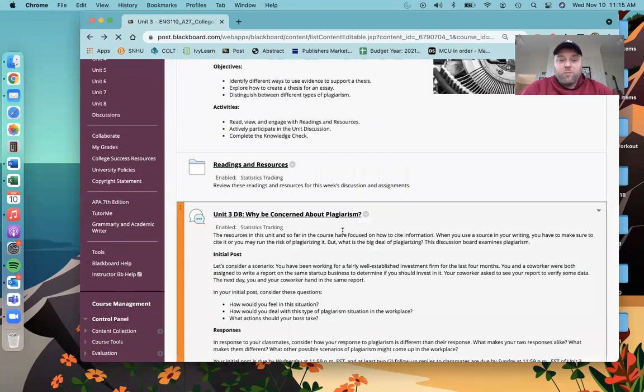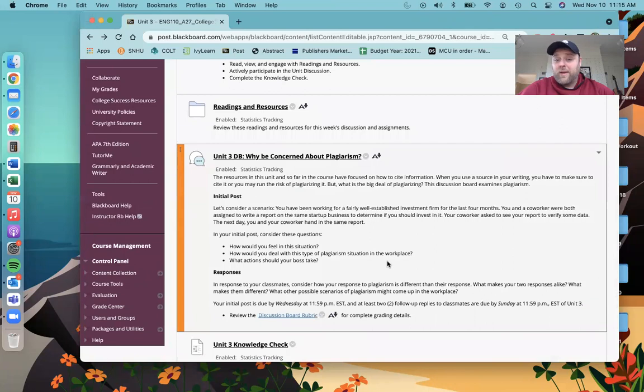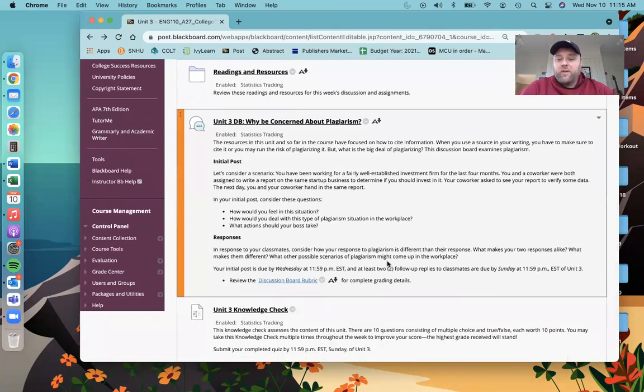The assignments for this week, so the discussion board due by tonight. You're going to consider a scenario in which you have been working for a fairly well-established investment firm. You and your coworker were both assigned to write a report on the same startup business to determine if you should invest in it. Your coworker asked to see your report to verify some data. The next day, you and your coworker hand in the same report. So they've copied your work.